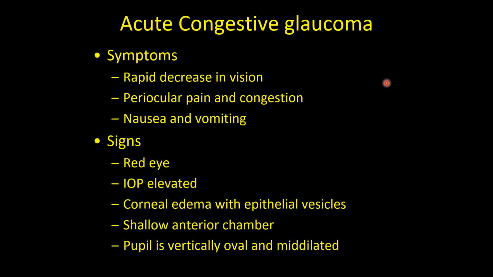Now, symptoms of acute congestive glaucoma. As I told you, it is a medical emergency and needs immediate treatment. There is rapid decrease in vision, severe pain, and there may be nausea and vomiting. The eye is red, intraocular pressure is high, with corneal edema with bullous formation or epithelial vesicles. The anterior chamber is shallow, and the pupil is fixed, vertically oval and mid-dilated.